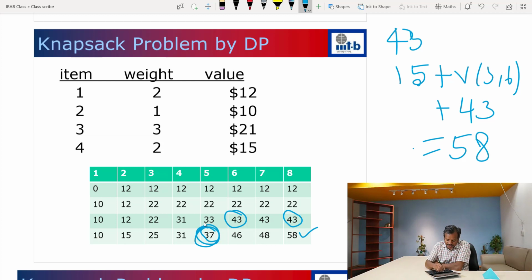So this is obtained by the maximum of 33, which is V of I minus 1 comma 5, or if I decide to pick this item, then I have to go back 2 steps before in the previous row. So what I get is 22. This is because the weight of the fourth item is 2. So 22 plus 15 is 37. Our algorithm will pick the maximum of 33 and 37, which is 37. So our algorithm will end up picking 37.